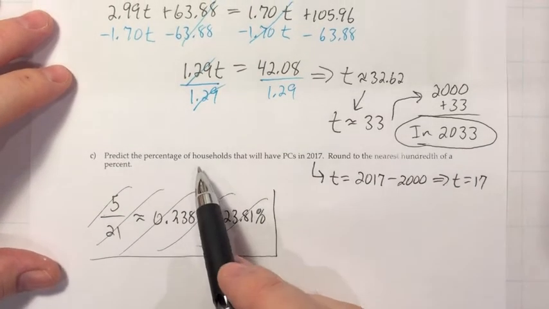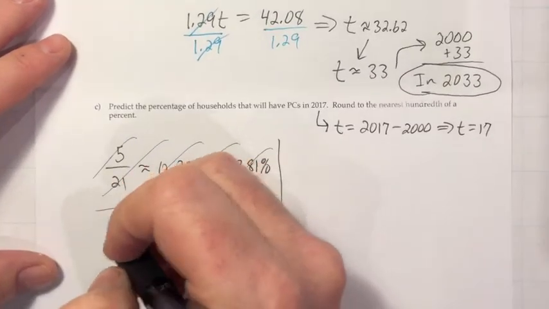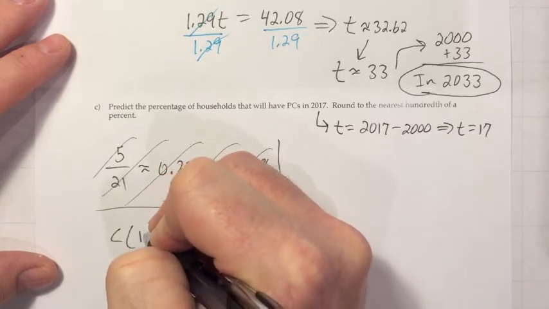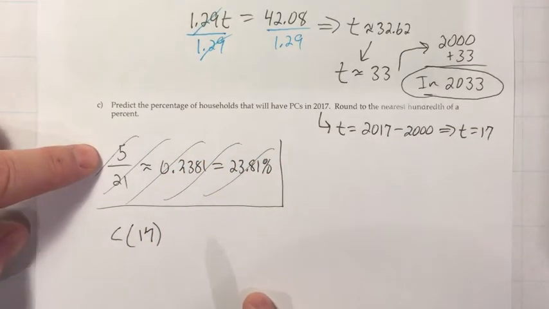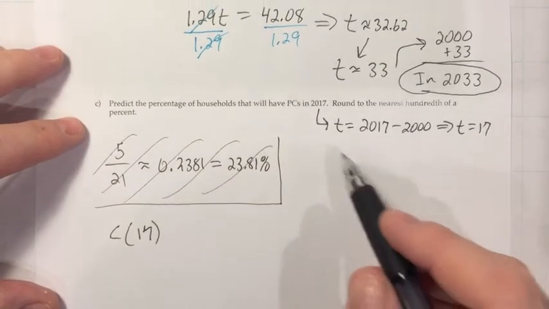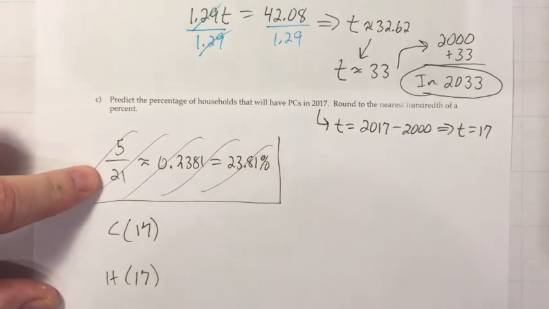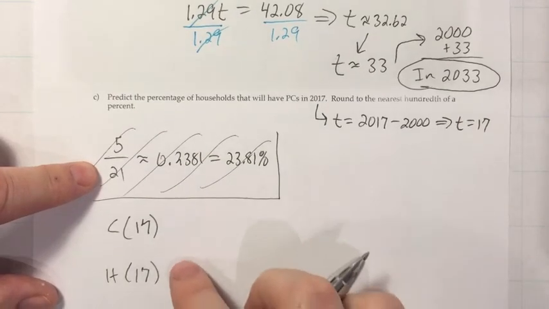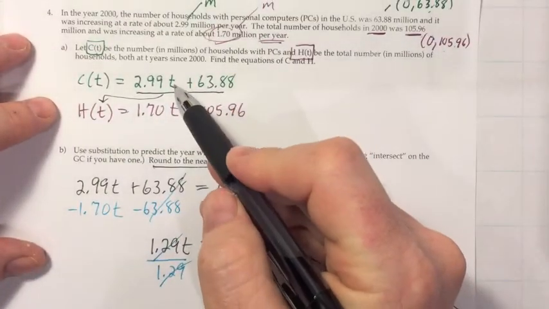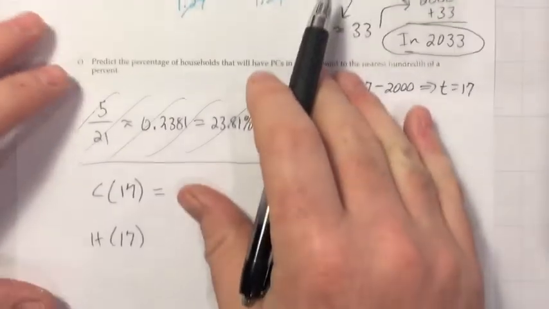Well, if we want to know what percentage of households have PCs in 2017, we need to know 2 things. We need to know when T equals 17, how many of those households have computers in them. That would be C of 17, and that would be like finding the numerator right here. And then we also need to know how many households were there all together. So that would be H of 17, and that's like saying how many students were in the room. But in this case, I can't just count. I have to plug into those functions up above. So I'm going to plug a 17 in here to get C of 17, and then a 17 there to get H of 17. So let's see what we get.